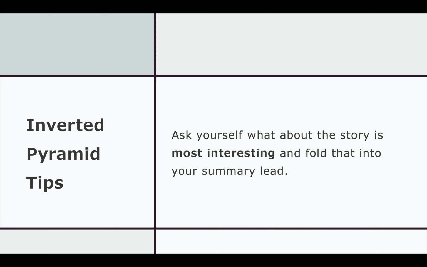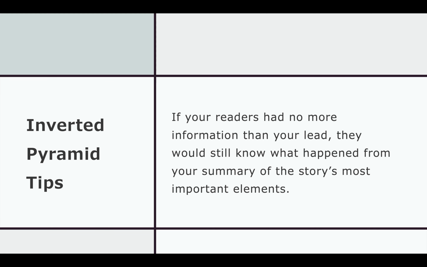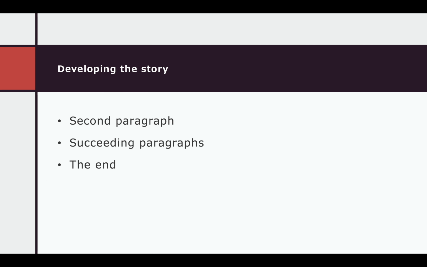Ask yourself, what about the story is the most interesting? Make sure that that is in your summary lead. You want to make sure that your reader is hooked and interested from the very beginning. There's no introduction in this non-academic style of writing. You want to immediately get to the point and tell the reader what is important. If your reader has no more information than your lead, they should still know what happened from your summary of the story's most important elements.